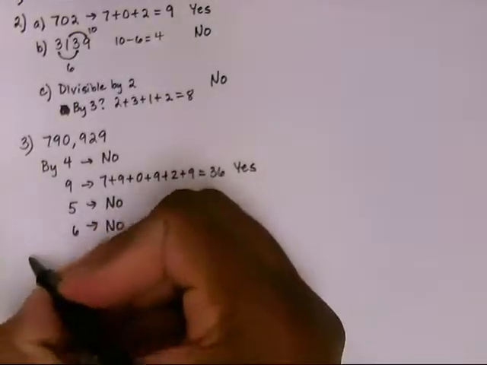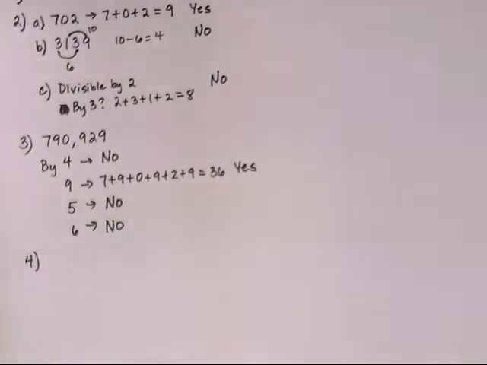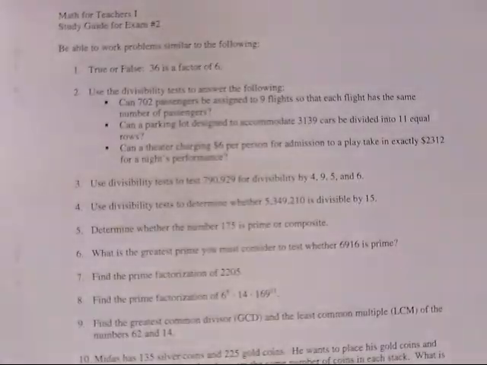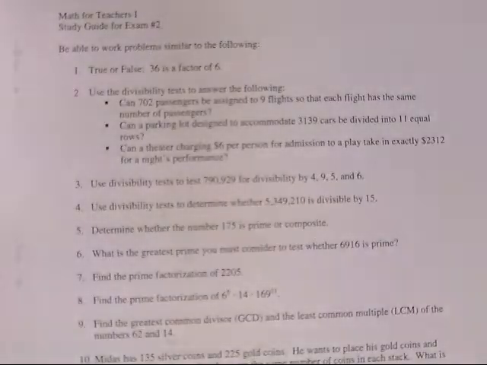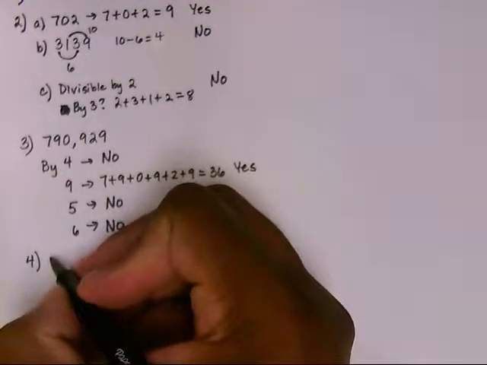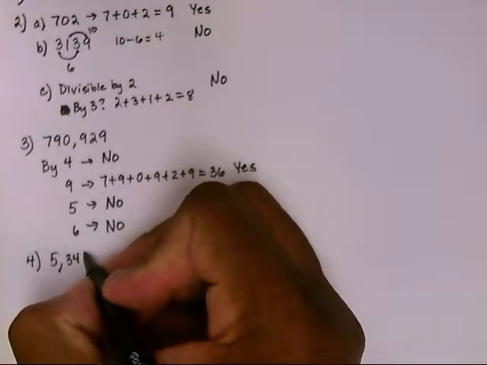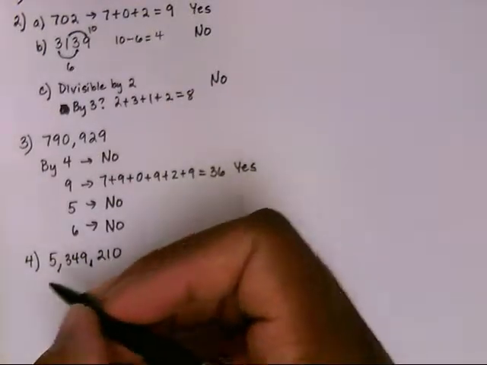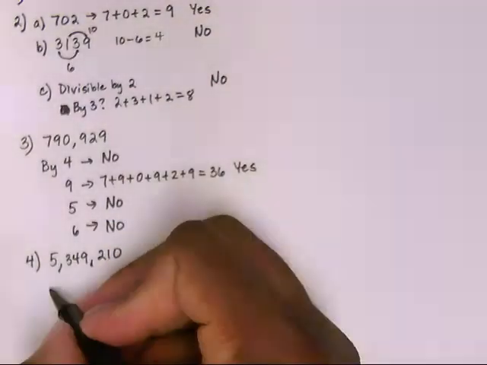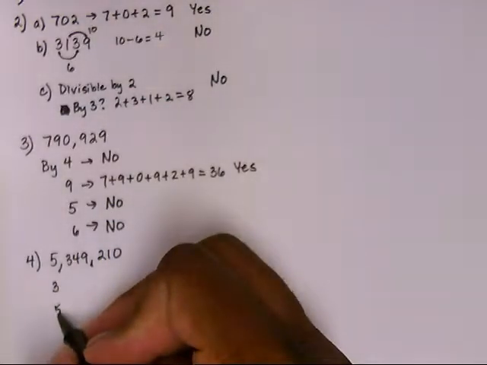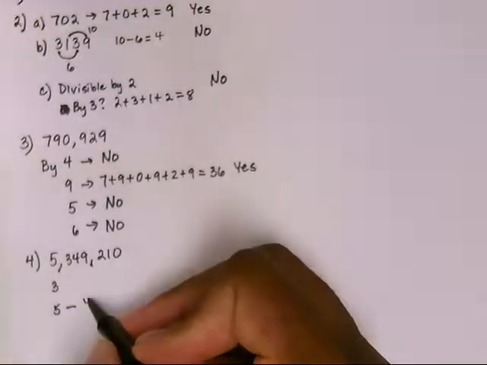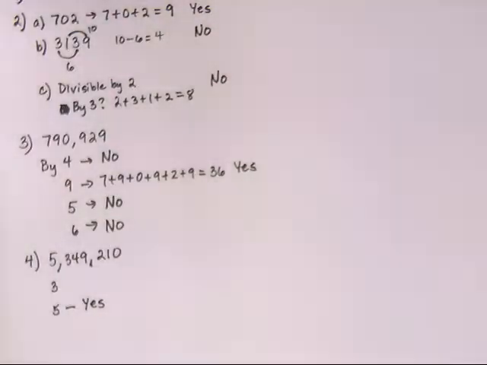Okay. All right, on to problem number 4. Use divisibility test to determine whether 5,349,210 is divisible by 15. Well, for it to be divisible by 15, it has to be divisible by 3 and by 5. Looking at this, we know it's divisible by 5 because it ends in 0.